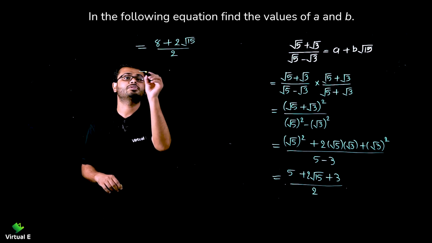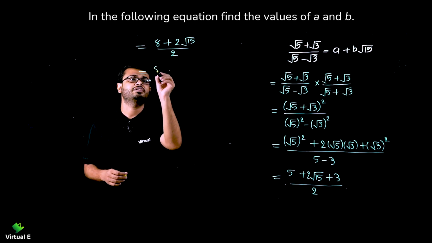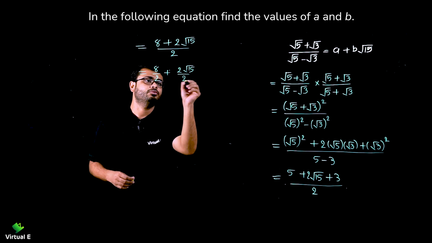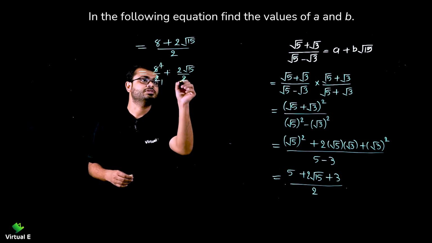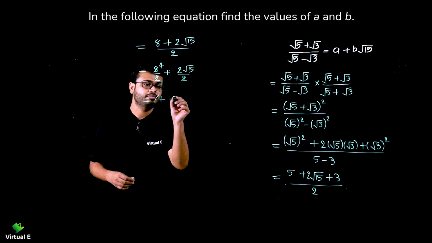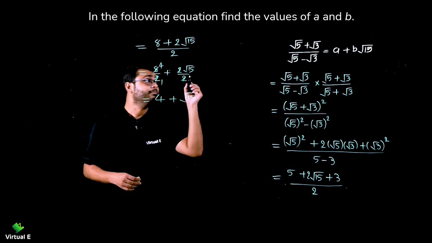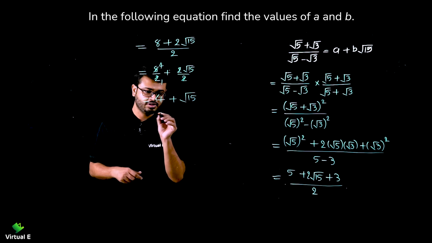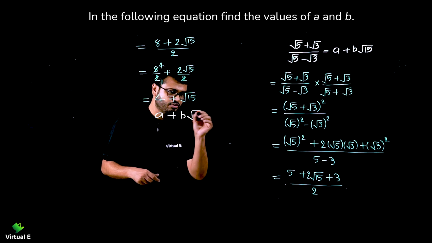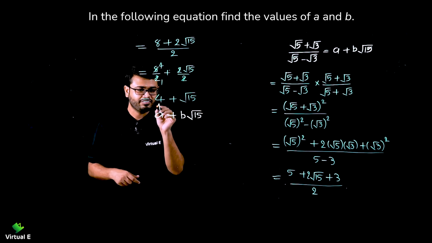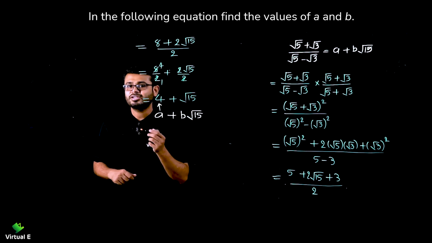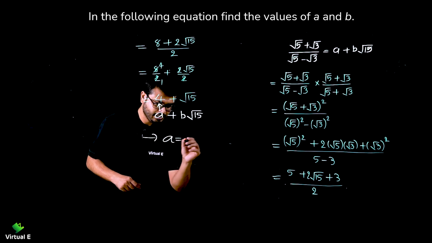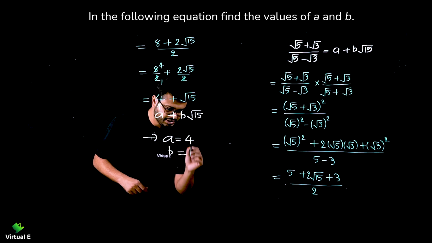So let's divide individually. 8 by 2 plus 2 root 15 by 2. Here 2 ones are 2 and 4 twos are 8, and 2 and 2 get cancelled. So what's left? 4 plus root 15. Now compare with the question. What do we want to find? We want to find the value of a and b, and it is given in the form a plus b root 15. So we know the value of a is 4 only. But what about b? There's nothing over here. Remember, if there is nothing, we write 1. So finally we can write that a is equal to 4 and b is equal to 1.